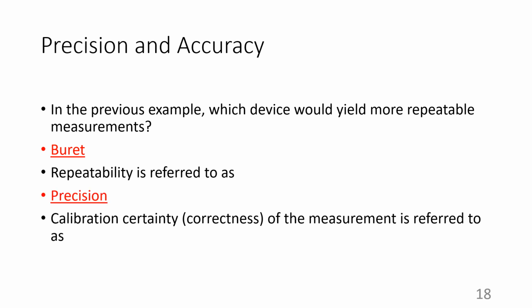And then we have the closeness of the measurement to the standard reported value. That's called calibration certainty, and that is what is known as accuracy. A lot of people use the terms accuracy and precision interchangeably, but as you can see here, they mean two different things.